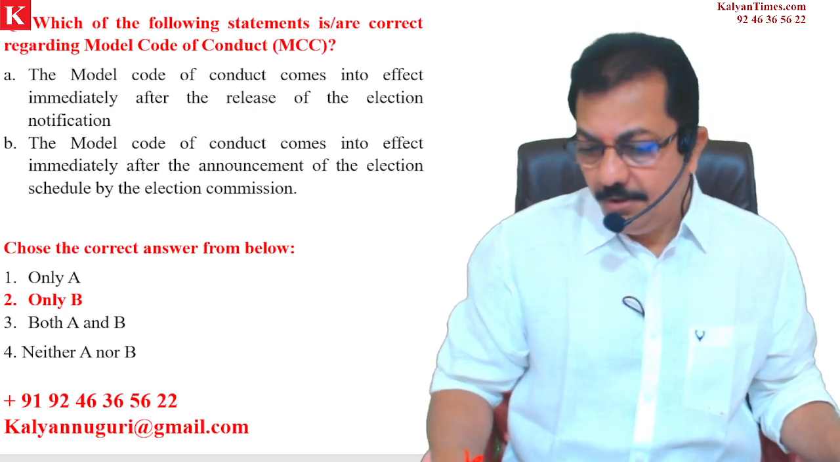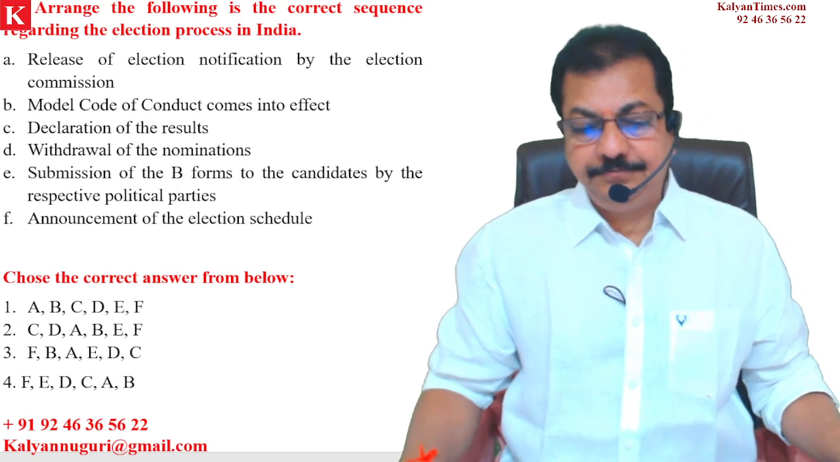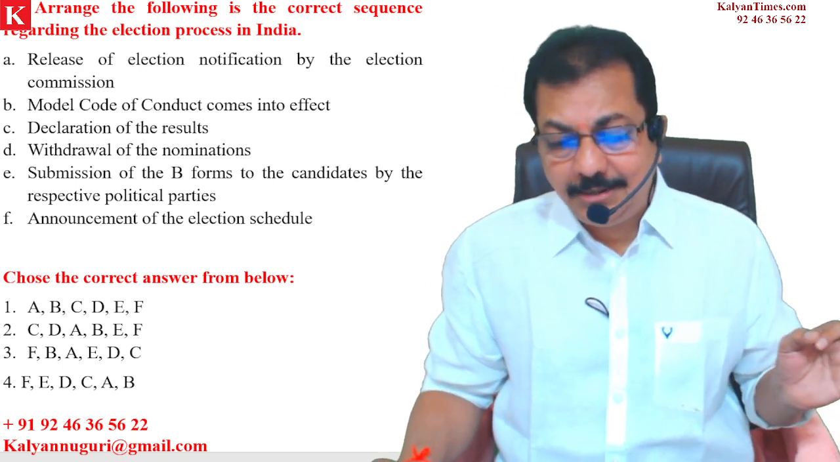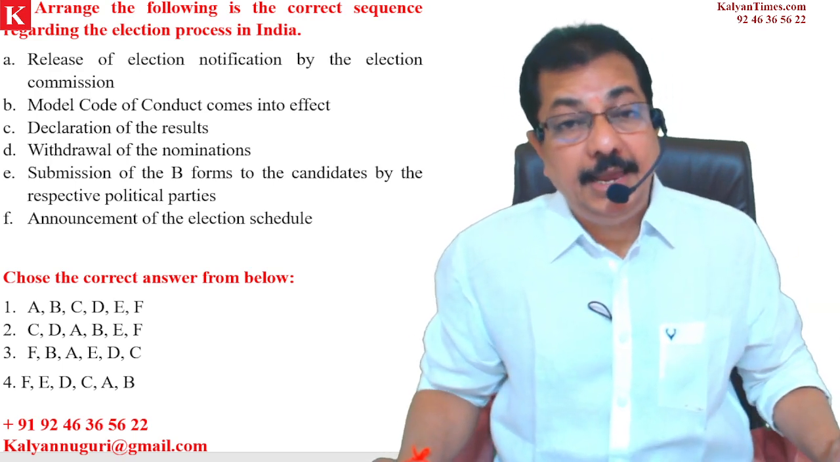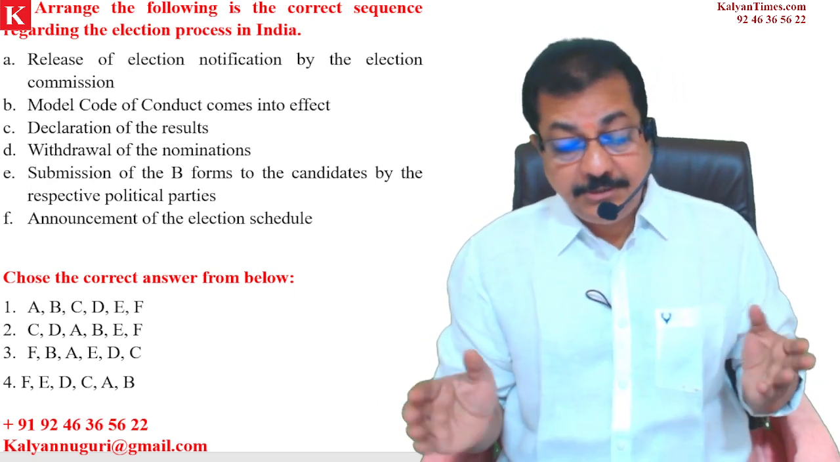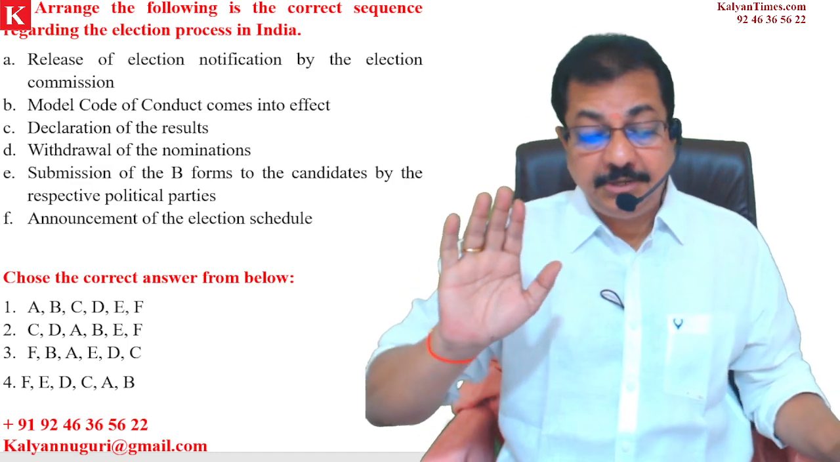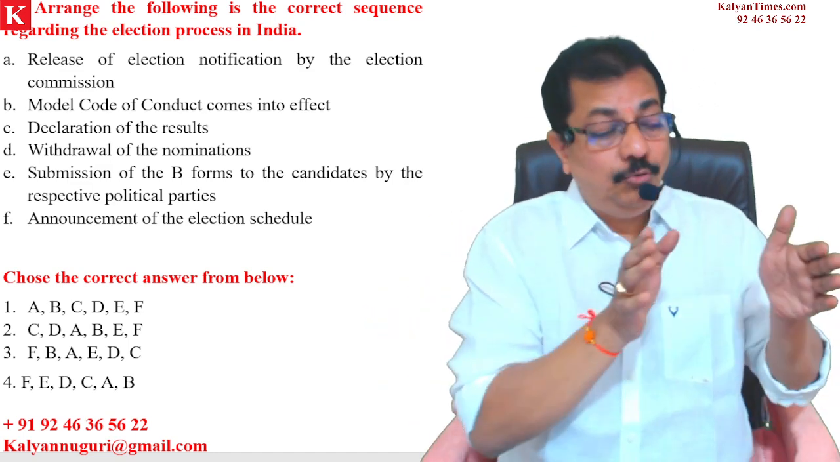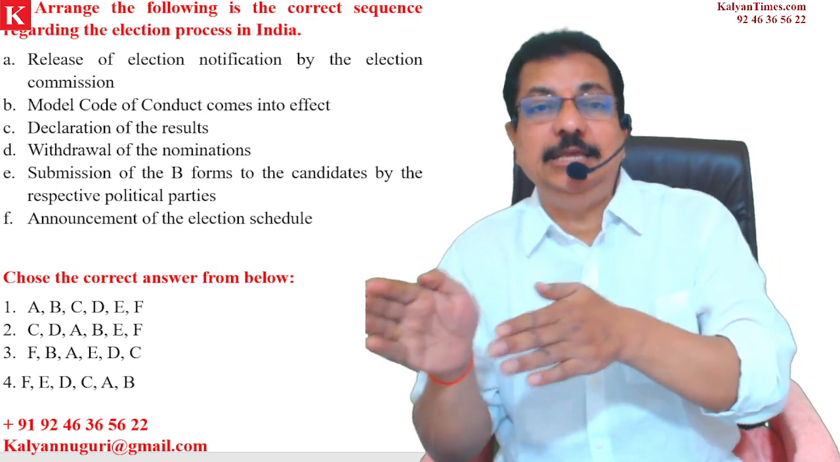Next we'll have one more question. Look at this. Arrange the following in the correct sequence regarding the election process in India. All the statements must be correct. How many statements are given? A, B, C, D, E, F. Here we need to arrange them in a sequence.